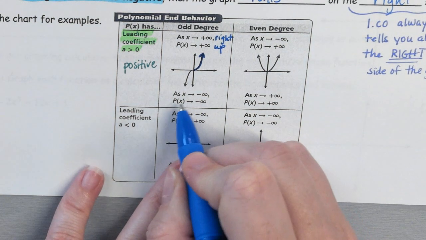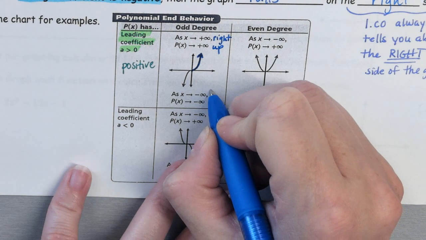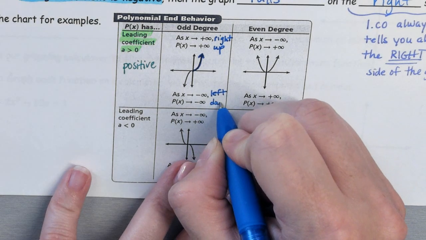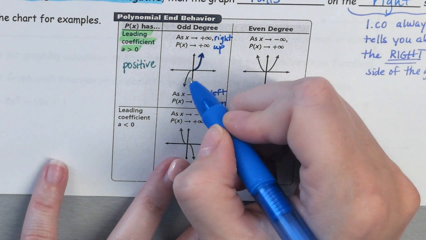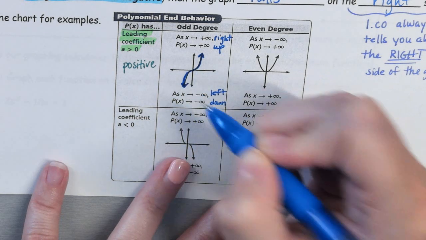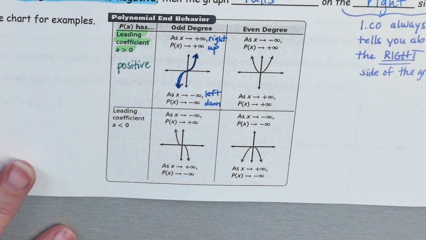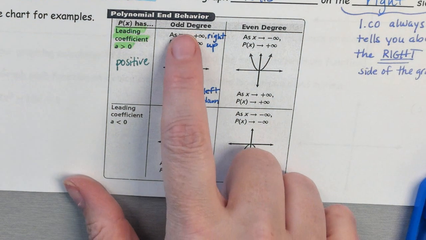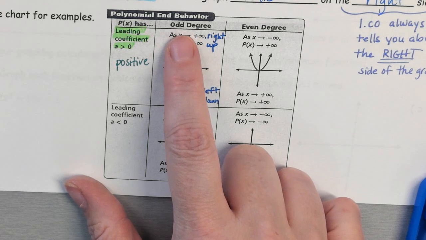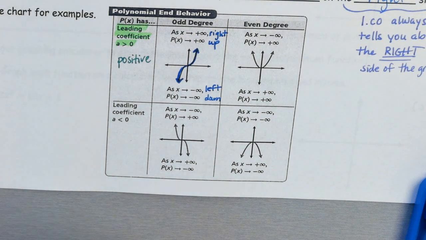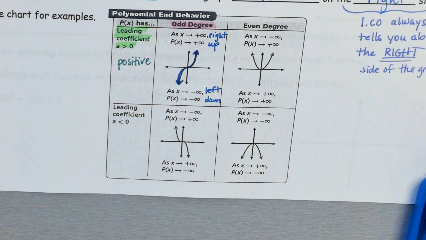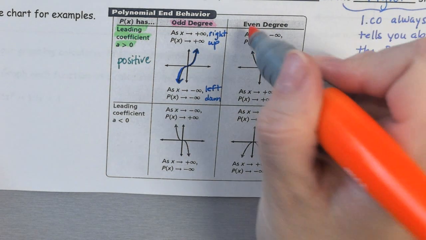Okay, and at the bottom, it says as x goes to negative infinity. So that means on the left side of the graph. It says P of x goes to negative infinity, that means it's going down. So on the left side, you are going down. Notice that this is for an odd degree. So if the degree is odd, they go in opposite directions. Okay, so that graph fits it. And then if it is an even degree, let's look and see what happens.